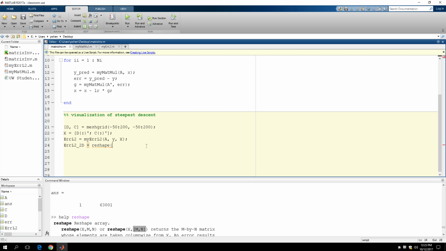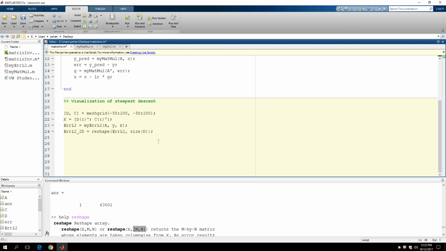So we're going to change the dimension of ER_L2, and then what's the dimension that we want to use, right? We want to use the dimension of either D or C. Doesn't really matter. You could change to C here. Either case actually works fine because D and C actually have the same dimension, right? And so now we are done. We're done with the calculation that's needed for the visualization, right?